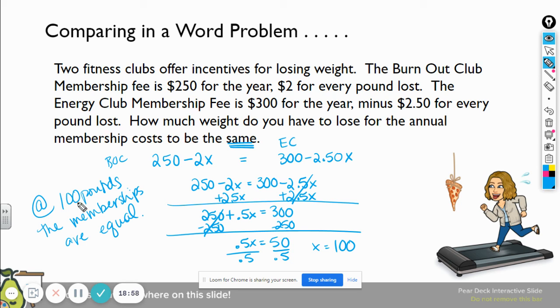What do you think if you lost more? What if you lost 102 pounds? Then which one would you want to be a part of? Think about that. Okay, that's enough for today. That is how you set up those types of problems.